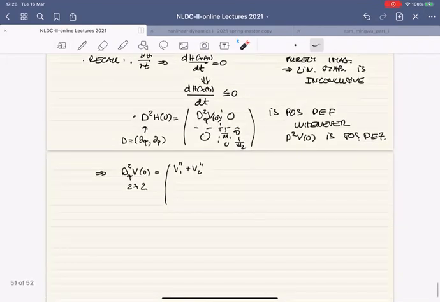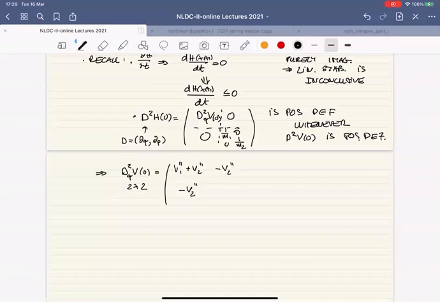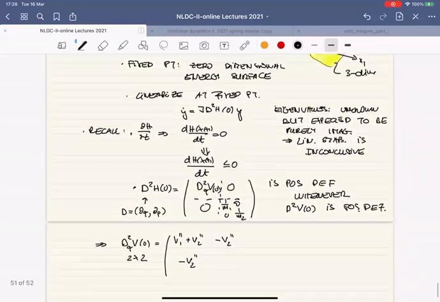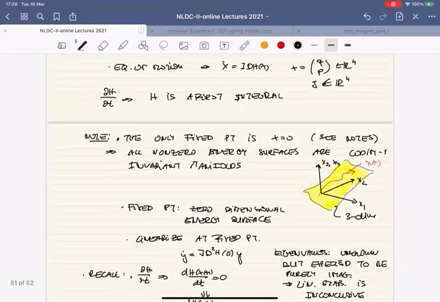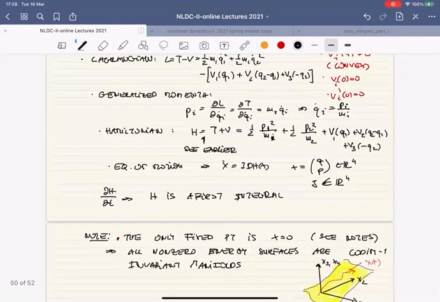So this gives me minus V2 double prime. Same here. And when I differentiate twice with respect to Q2, then the Q2, I hit it twice with a prime, but Q2 is there with a positive sign, so that will not change my sign ultimately. I don't need to use the chain rule.